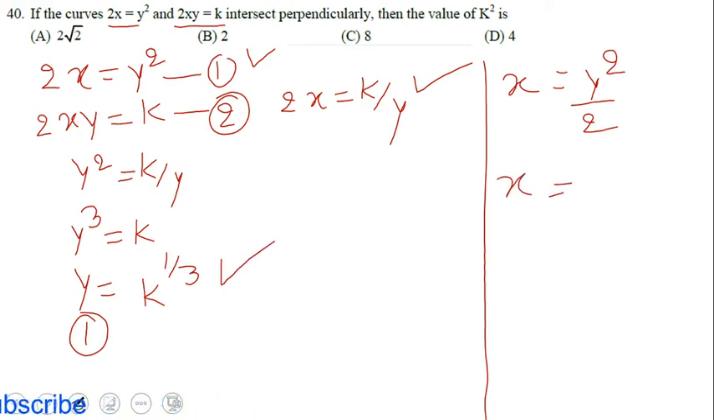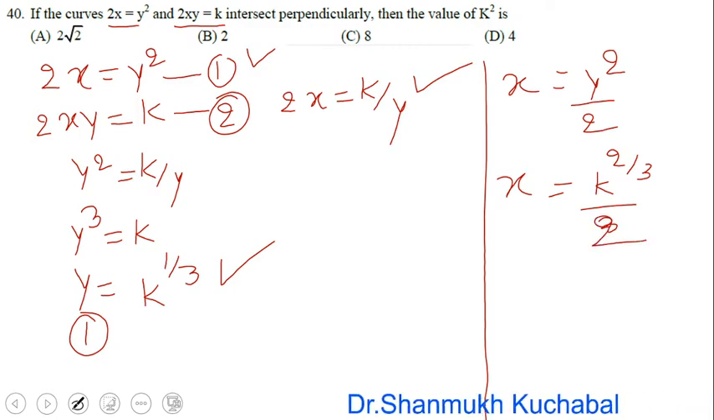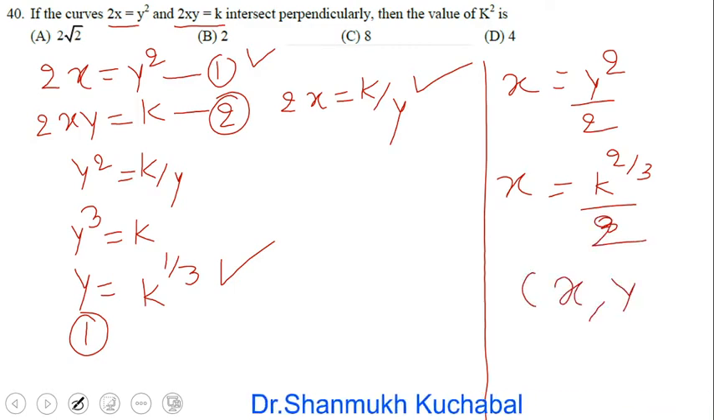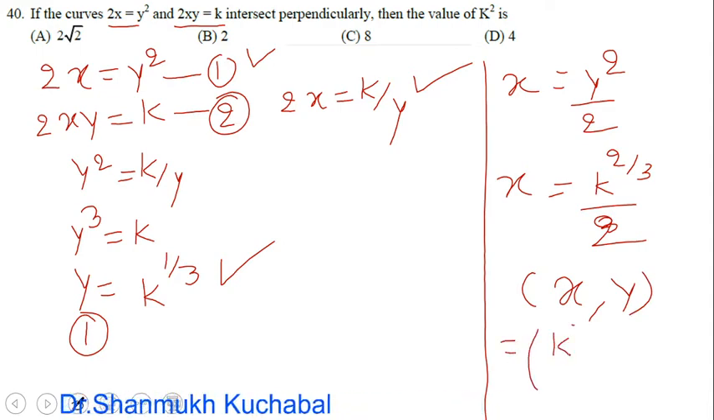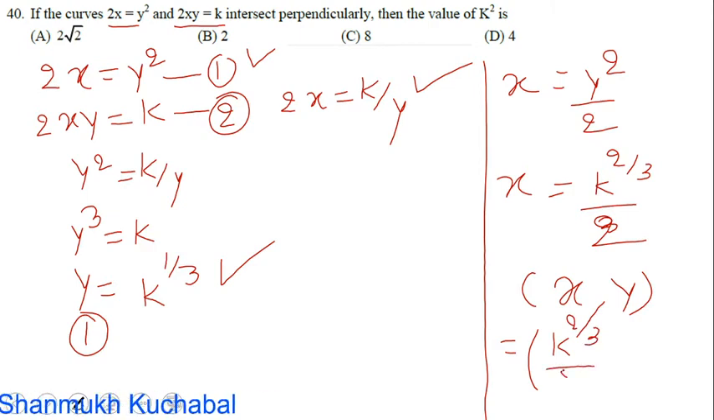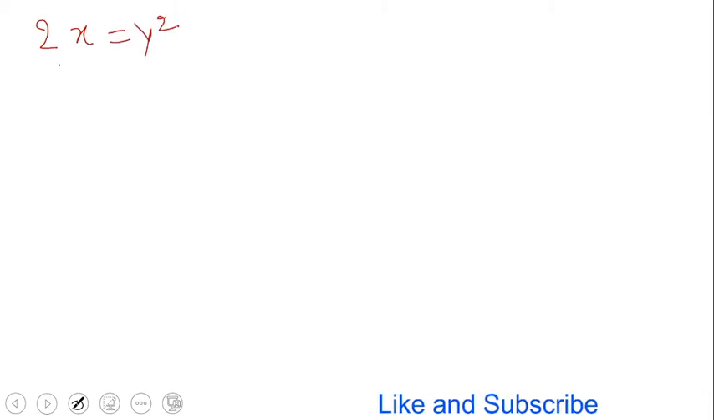So we get it as k square, it is 2 by 3 divided by 3, sorry, it is a 2 here. So then we have an ordered pair x comma y. So x is k raised to 2 by 3 by 2 and y is k raised to 1 by 3 here. So now we have to take equation number 1, 2x equal to y square.